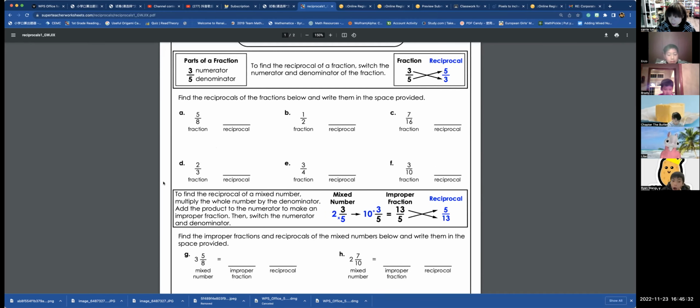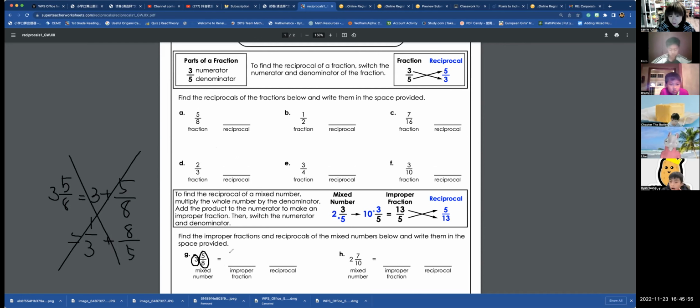What if we have a mixed number? Okay, so 3 and 5/8. How to do that? So one of the students said, okay, teacher, because you have told me 3 and 5/8 equals 3 plus 5/8, so I'm just going to do this one's reciprocal and this one's reciprocal. Is it right? No. Okay, so we need to make them into an improper fraction first. So it's 29/8. And the reciprocal will be 8/29.